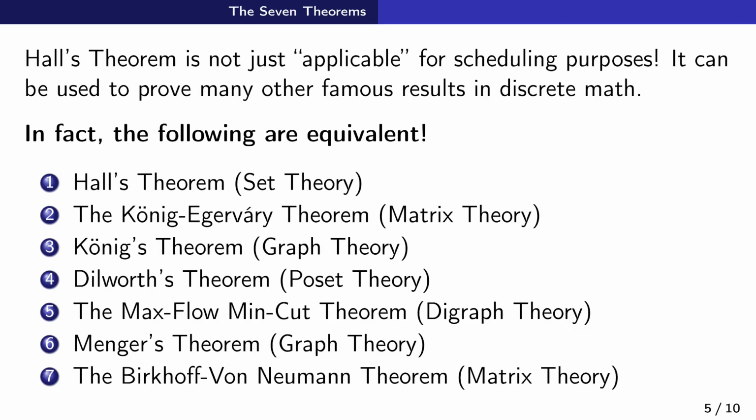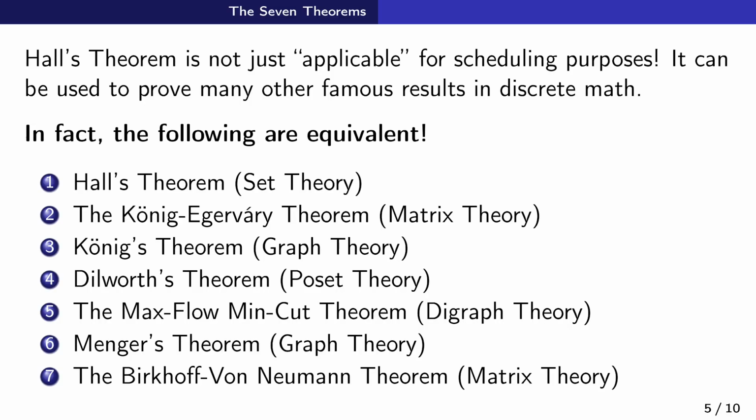So the Koenig-Egervary theorem and the Birkhoff-von Neumann theorem on doubly stochastic matrices are both matrix theory results. Koenig's theorem and Menger's theorem are both directly graph theory results. We did Menger's theorem last week in the introductory graph theory class that I'm teaching. Dilworth's theorem is about what we call partially ordered sets. Min-flow max-cut is something about digraphs. So we have a lot of different named theorems here that are important in different areas of discrete math. And it turns out that all 7 of them are actually completely equivalent.